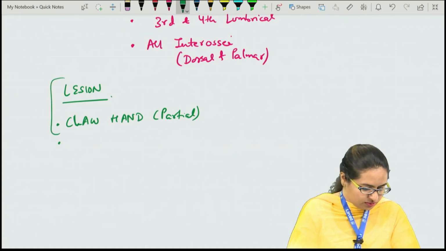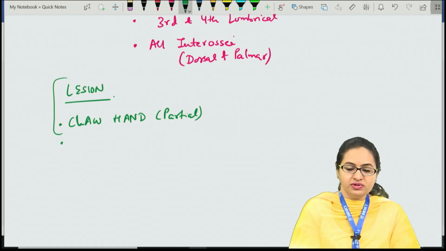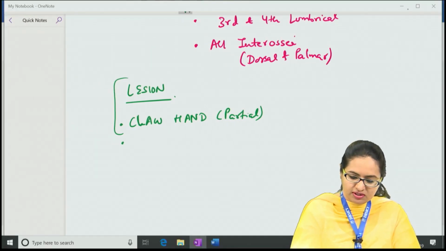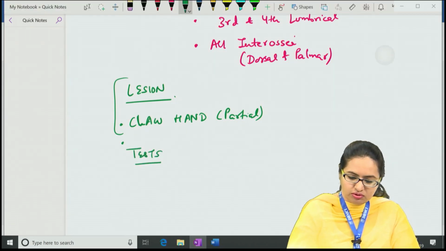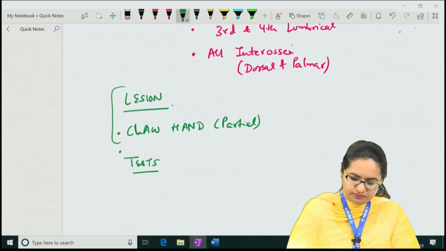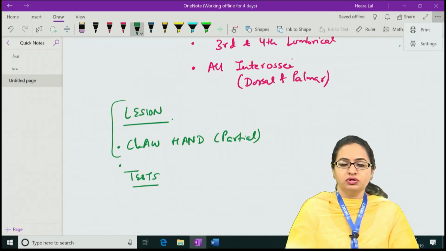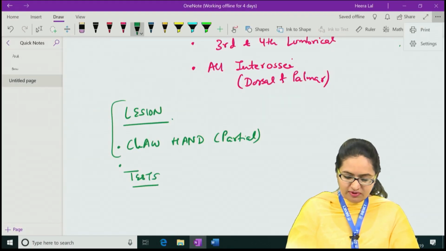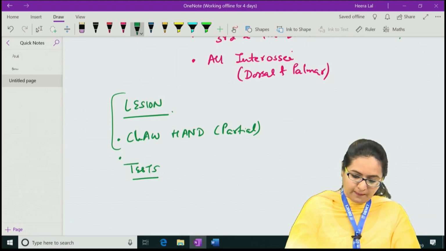Now if you go back to the question, apart from this, one more thing is there, the various tests which are used to check the intactness of this nerve. It includes the Book's-Froment test, then the card test and the Igawa test.